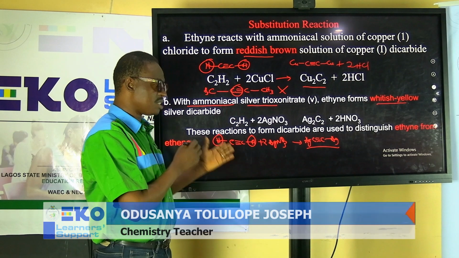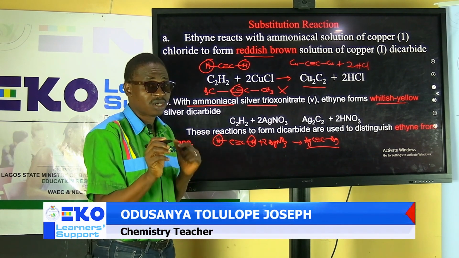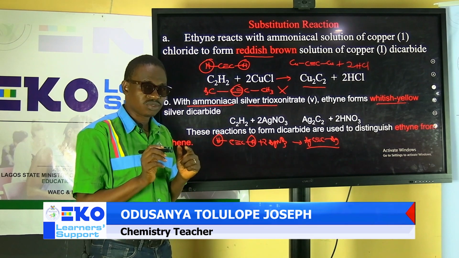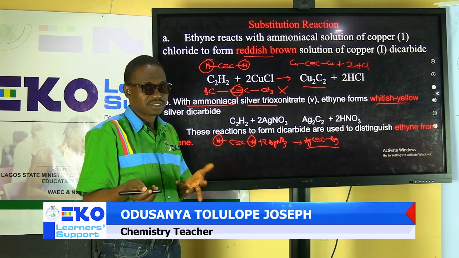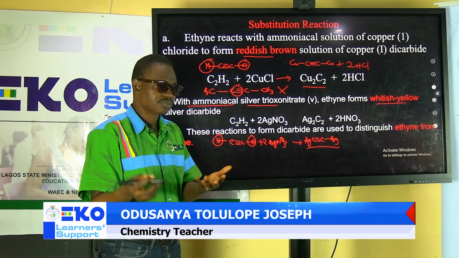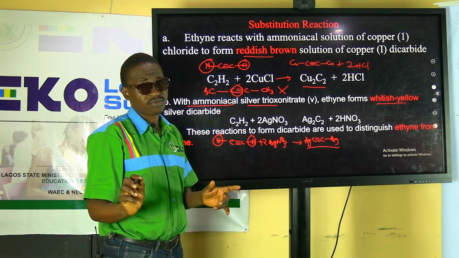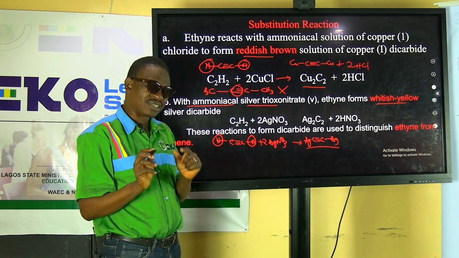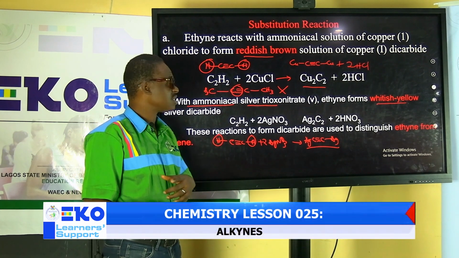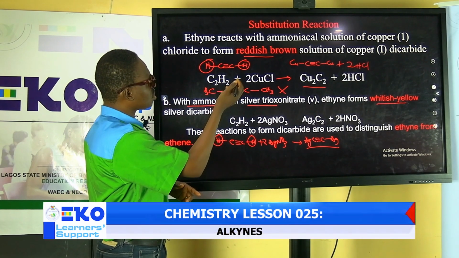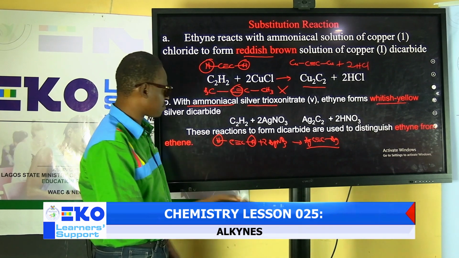So this particular reaction is very, very important because it's the only way you can use to differentiate between the two unsaturated hydrocarbons. Remember, they both decolorize bromine water and also KMnO4. But the only test you can use to differentiate the two is by passing it through ammoniacal solution of copper(I) chloride or ammoniacal silver nitrate. Fine.